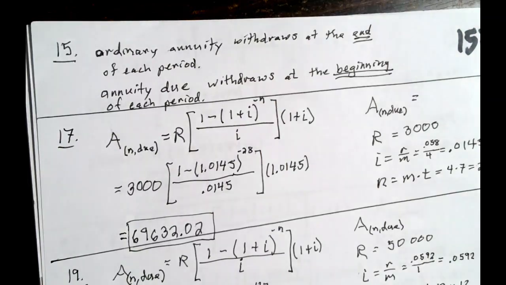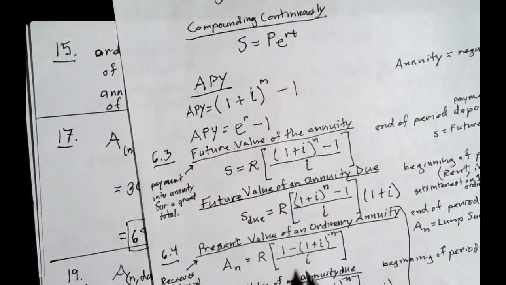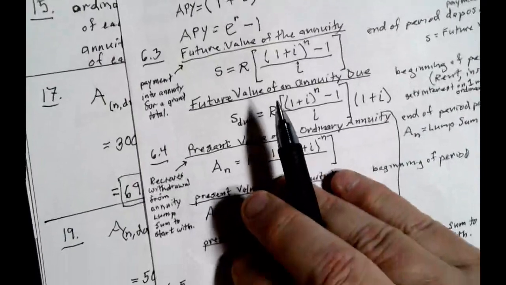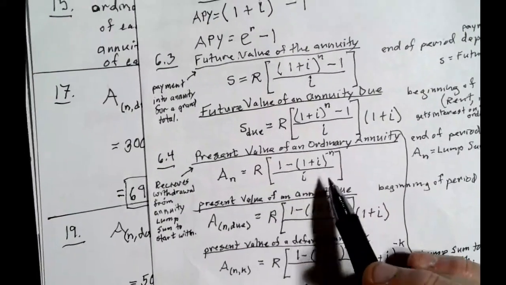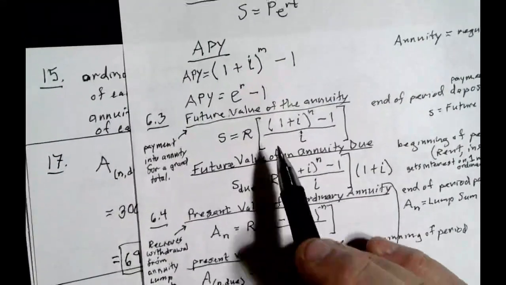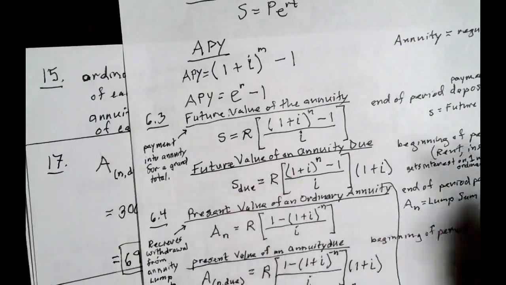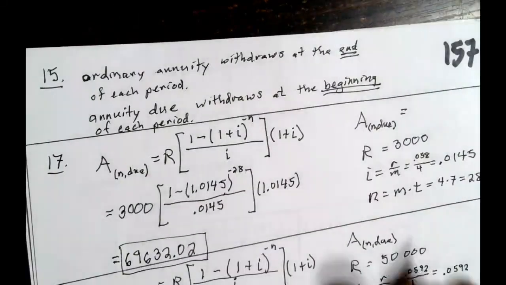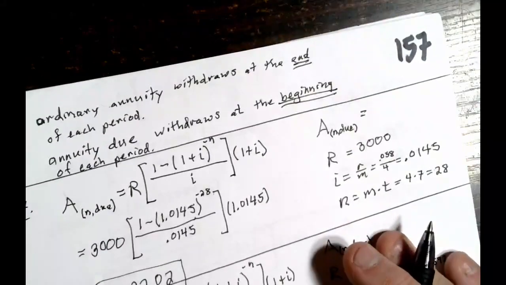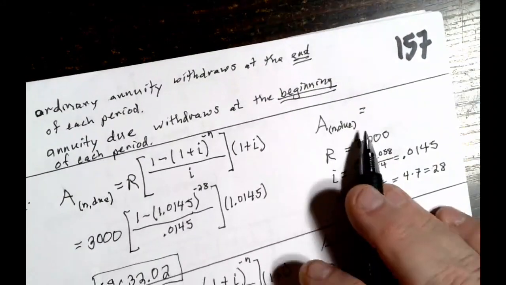So notice that the present value problems, you're getting money out of these accounts. This is money that you're paid every month or every quarter or every year. This is money that you're paying into an account every quarter, every month, or every year. All right, so 17, find the present value, A.